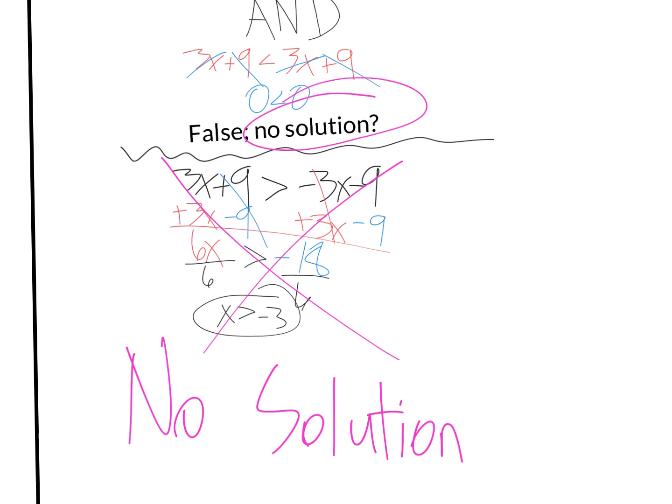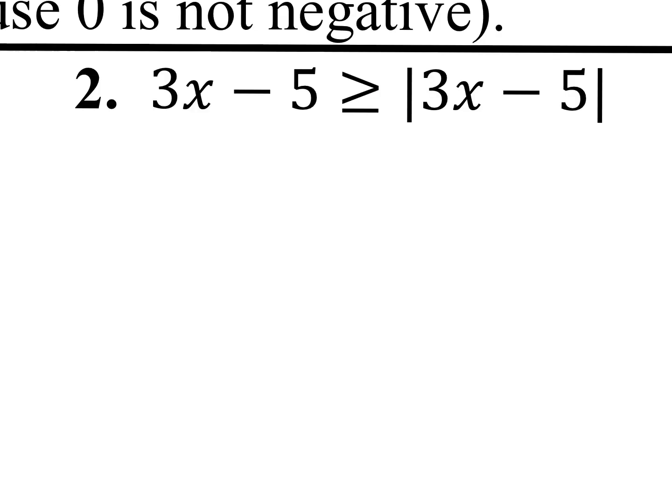So we'll get to that when we get there. For my second example, I have 3x minus 5 is greater than or equal to the absolute value of 3x minus 5. So let's think about this. Is this an or problem or an and problem? It's eating the 3x minus 5 side, so that means that side's greater than the absolute value side. So the absolute value side is less than the other side, making this another and problem, if you want to think about it like that.